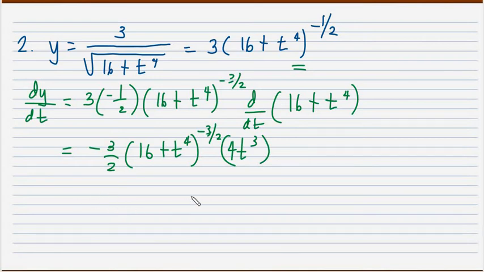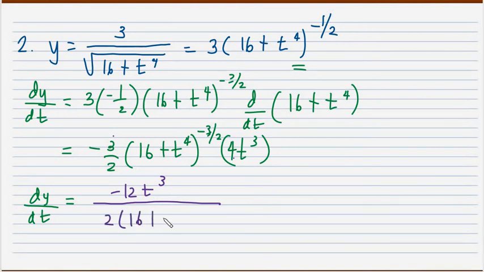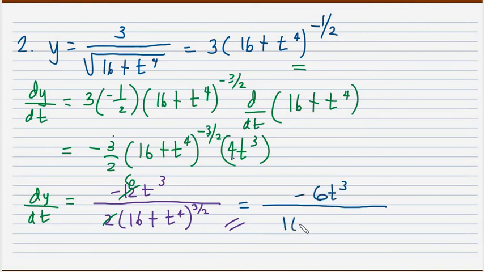Okay, so this is just a matter of simplifying. The derivative of y with respect to t will now be equal to, so negative 3 times 4 is negative 12t cubed, and then 2 divided by 2 times the quantity 16 plus t to the fourth raised to 3/2. Okay? So let's go ahead and we can still simplify this, by the way, because 12 divided by 2 is still 6. Okay? So let me revise my final answer a while ago. So the final answer is negative 6t cubed over 16 plus t to the fourth raised to 3/2.